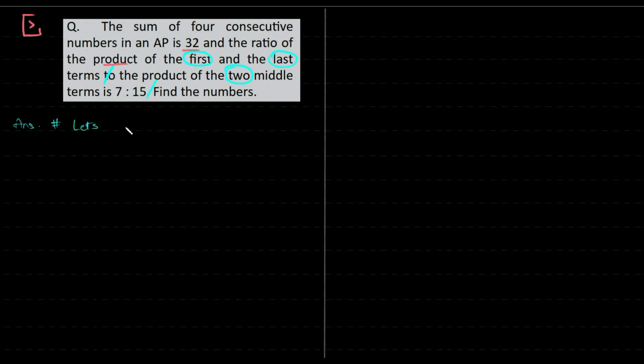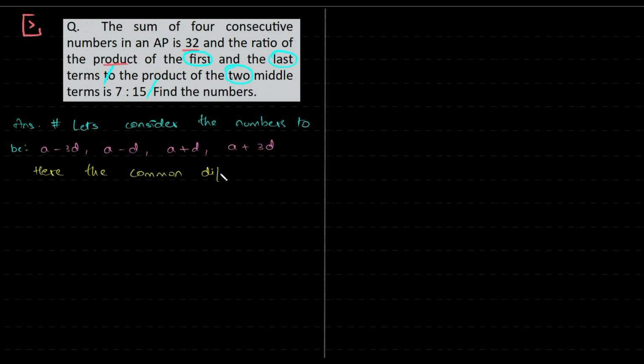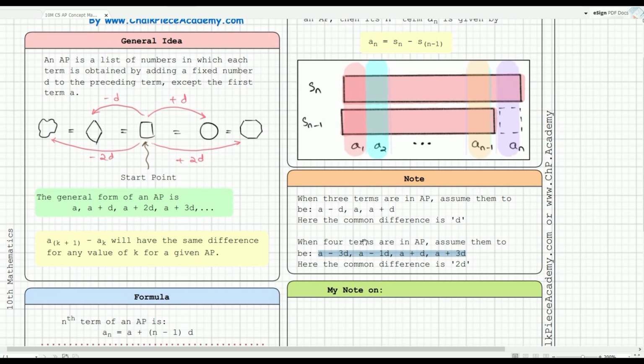So first, let's consider the numbers to be a minus 3d, a minus d, a plus d and a plus 3d. These are your numbers in this form basically. In this case the common difference is 2d. This is something that I have presented in my sheet as a note.